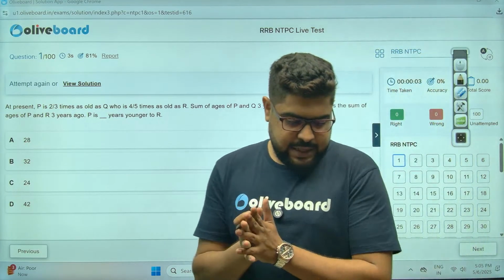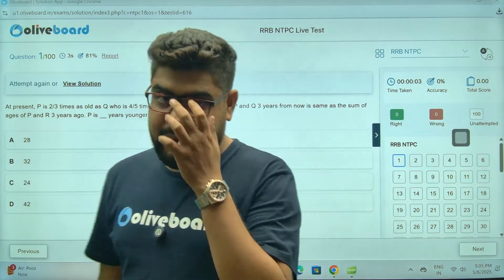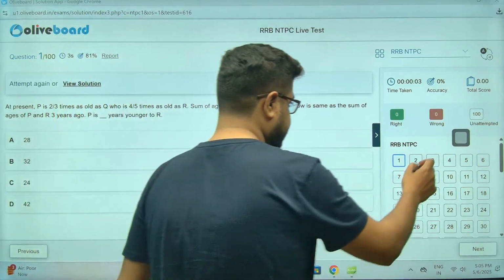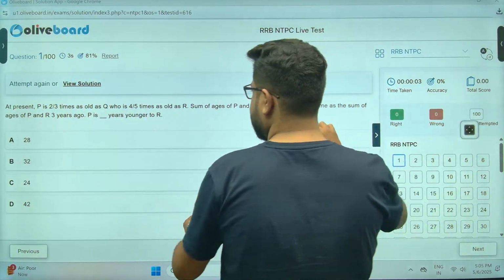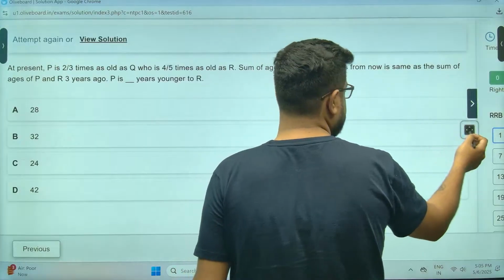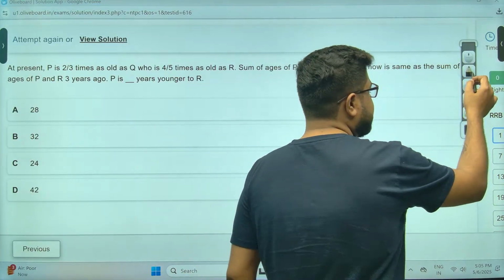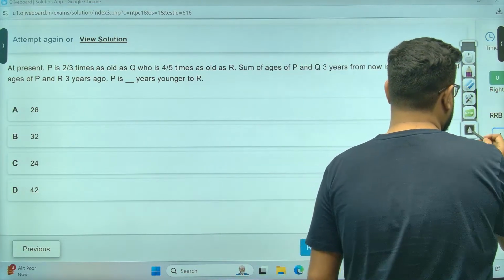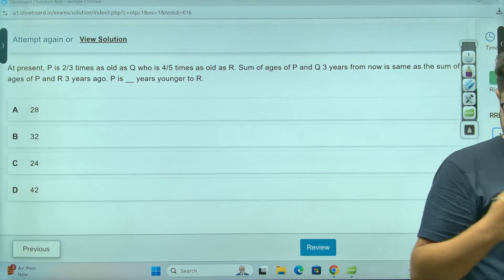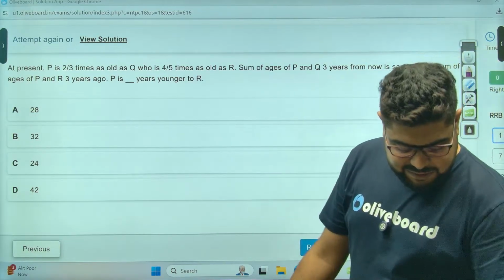Chalo, sir. Let us start with the session. So here I am with the NTPC mock analysis. Now, let's start the questions one by one. First question is this one. First question of the mock itself is of mathematics.